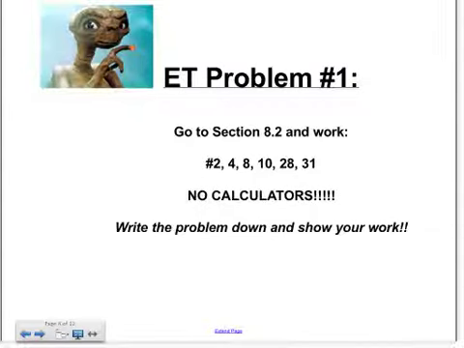All right, so now let's go to your first problems. These are pretty fast. They're pretty basic. So go to section 8.2 and do 2, 4, 8, 10, 28, and 31. Also, be sure and do exactly like we did. Write the problem down and draw the triangles and think about it, okay? Each problem, draw your separate triangle and think about it.